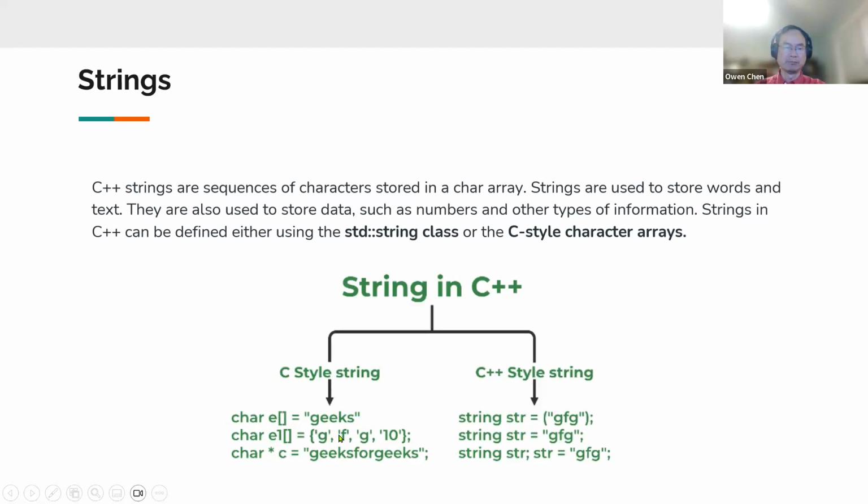Each character you put into a single quote or double quote. Or you can also use this asterisk. This is an array of characters. So this is a more C-style definition. So probably in the USACO competition, we don't have to use this C-style string, right?